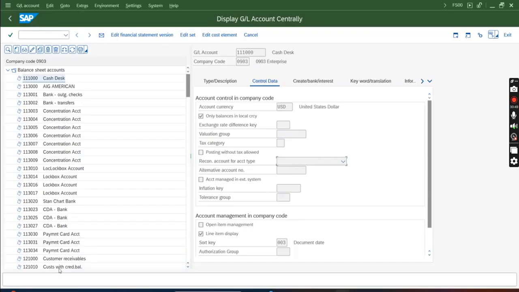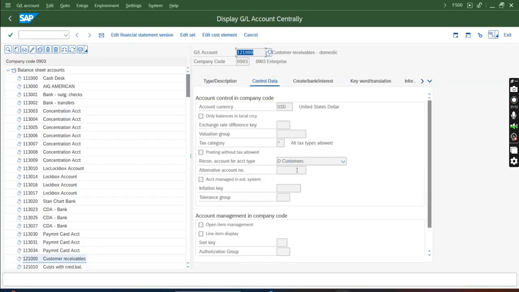For example, if I select customer receivable, you see it is marked as D. That means if I run this GL account report, it will tell me my total receivable. I told you that individual receivable I can find from FICA, and total receivable I can find from FICO. So this is the total receivable of this customer.